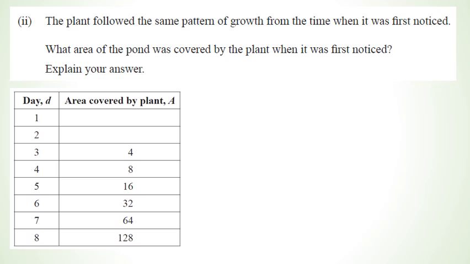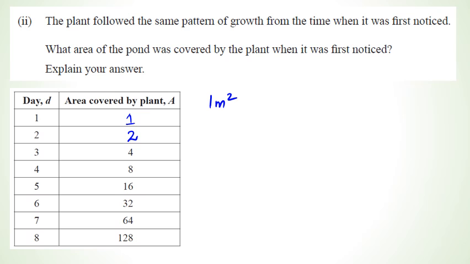Okay, so with this question, you basically say the plant followed the same pattern of growth from the time when it was first noticed. What area of the pond was covered by the plant when it was first noticed? So just have a look at the table. You can see that the numbers are actually being halved. So half of 8 is 4, half of 4 is going to be 2, half of 2 is 1. So I guess the first thing you can really answer is what area of the pond was covered when it was first noticed? It's going to be 1 meter squared.